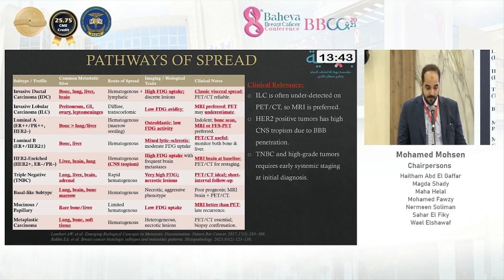Luminal B has a propensity for bone as well, but mixed lytic and sclerotic with moderate FDG uptake, so the PET-CT is useful. Where the HER2 enriched has a propensity for CNS metastases with a high FDG uptake, so we should add an MRI brain at baseline assessment. The triple negative is a quite aggressive tumor with a very high FDG uptake and necrotic lesions, so PET-CT here is ideal for short-term interval follow-up. Other rare types include basal, mucinous, and metaplastic carcinomas. We should point out that the mucinous carcinoma has a very low FDG uptake, so MRI is also better here than PET-CT.